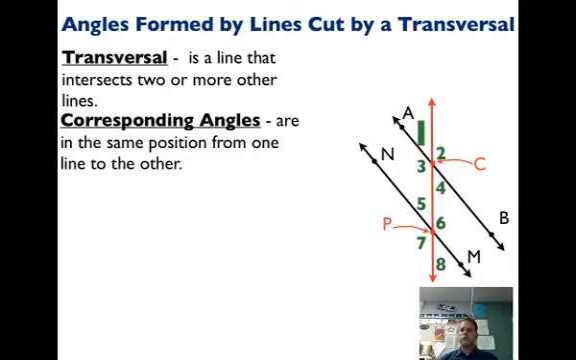It's above or to the right of line AB, and it's to the left of the transversal. So we want to look at line MN and decide what angle is above or to the right of the line and to the left of the transversal. In this case, it would be number 5. So the measure of angle 1 is congruent to the measure of angle 5.